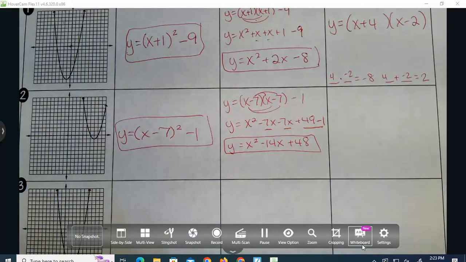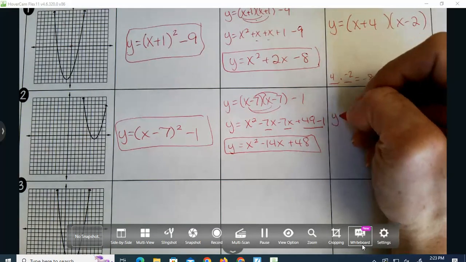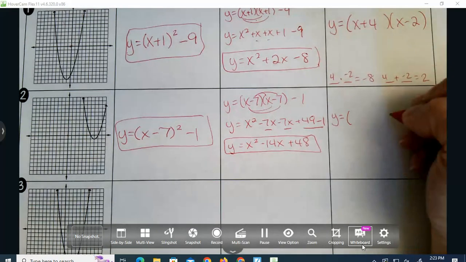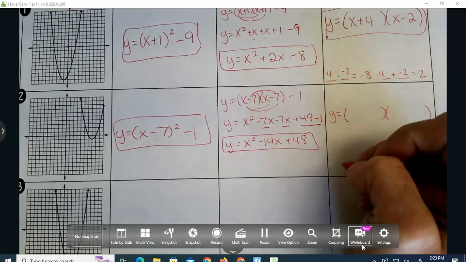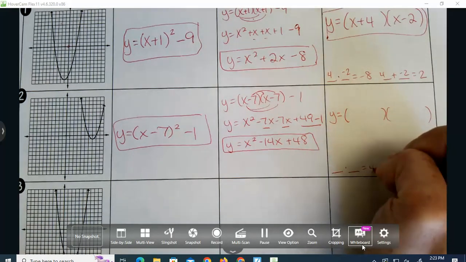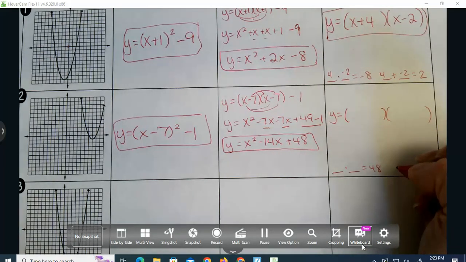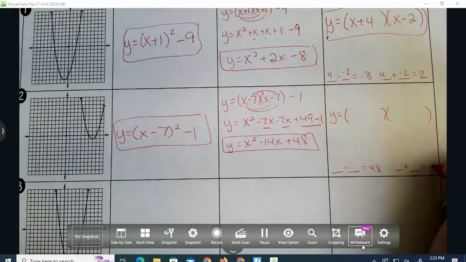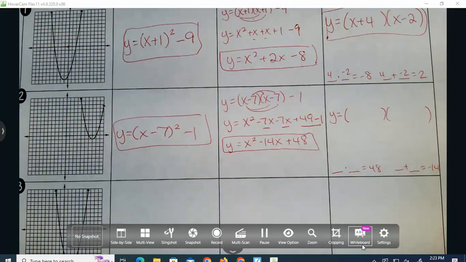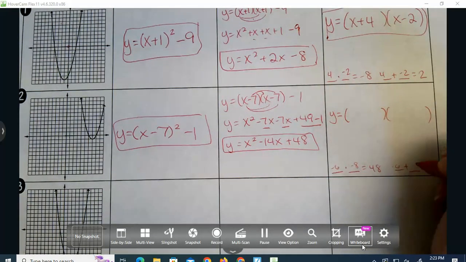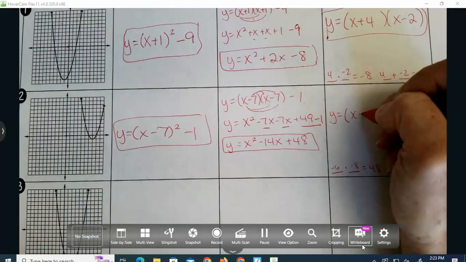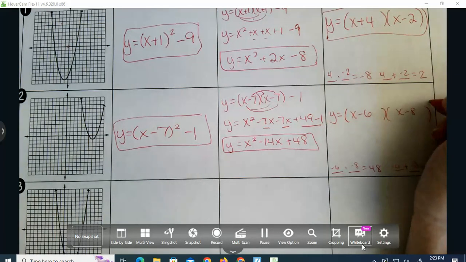If I asked for the factored form from here, that's when we have the parentheses. So I need 2 numbers that multiply to a positive 48 and add to a negative 14. Negative 6 and negative 8. So x minus 6, x minus 8.